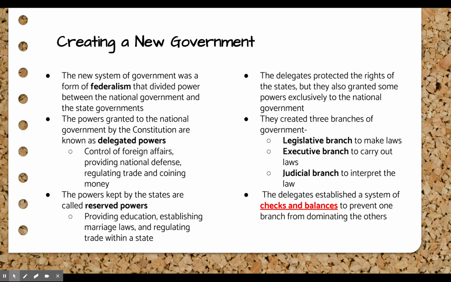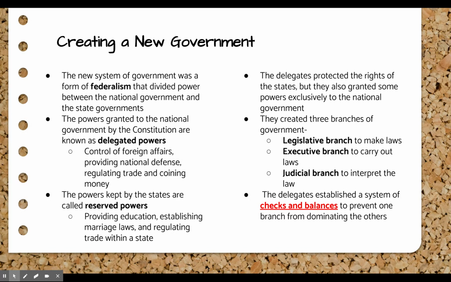They created 3 branches of government: the legislative branch that would make laws, the executive branch to carry out the laws, and the judicial branch to interpret the law. So this is known as the separation of powers. They didn't want all of these powers to be held by one branch or one person. They felt that by separating it out, it would help to prevent any type of tyranny from happening within the government.